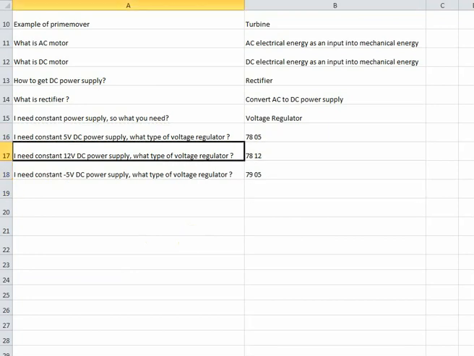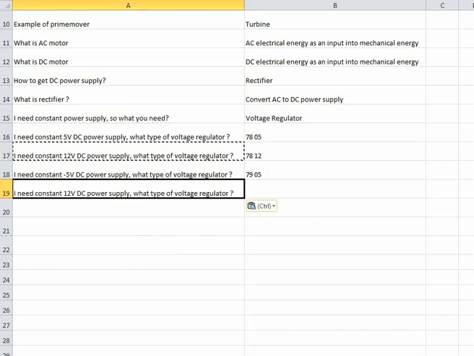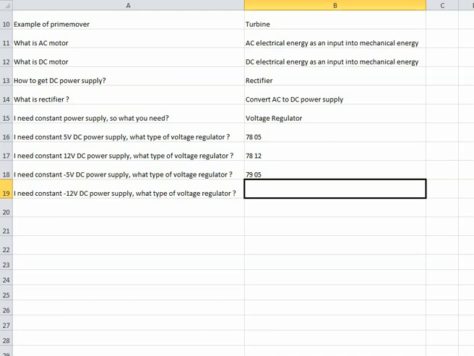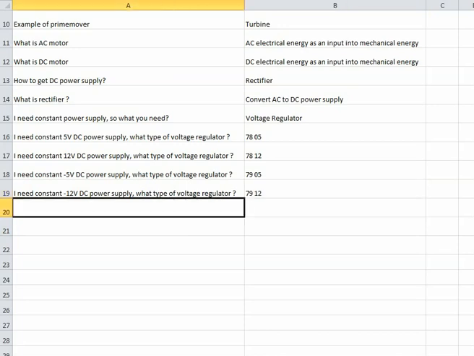Can you tell me? I need a constant minus 12 volt DC power supply. What type of voltage regulator do I want to select? 7912. Good. Yes. Okay.